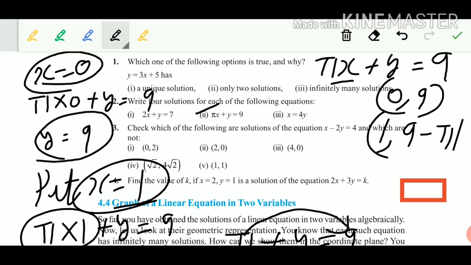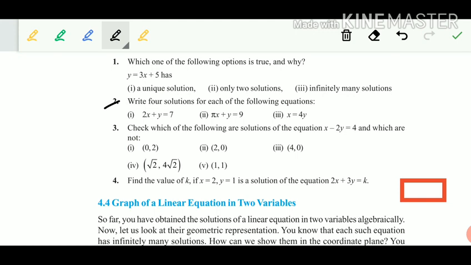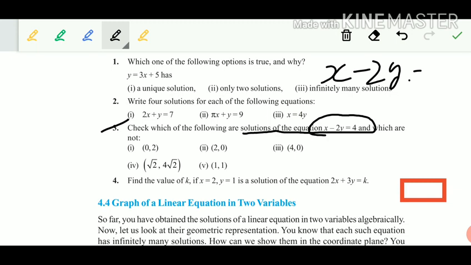In this way you have to find the 4 solutions of this equation. Then put x value 2 and find the value of y. Put x value 3. In this way find the solutions of these equations. Third part is to check which of the following are solutions of the equation. The equation given is x minus 2y is equal to 4. 5 options are given. You have to check which value is the solution of this given equation.